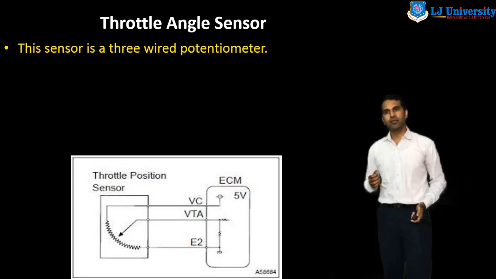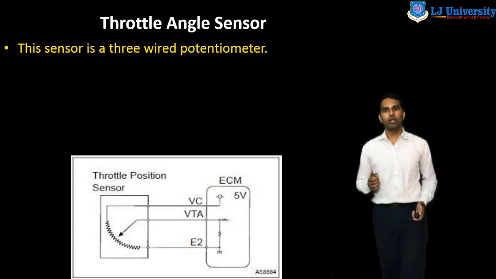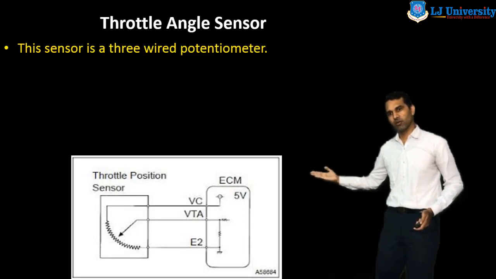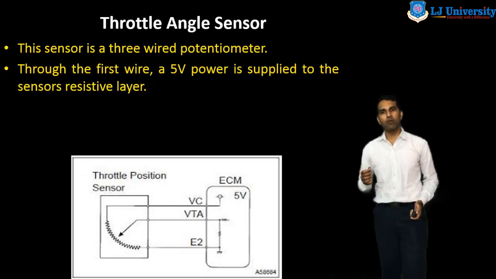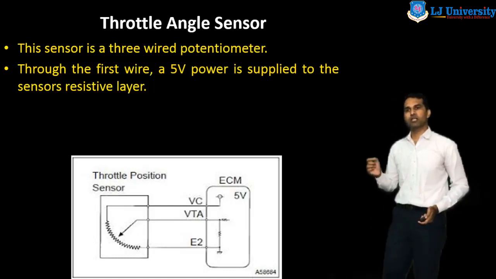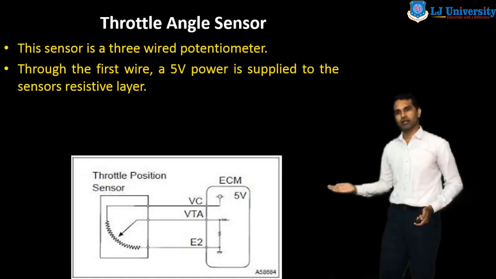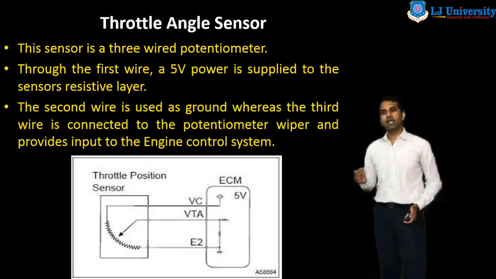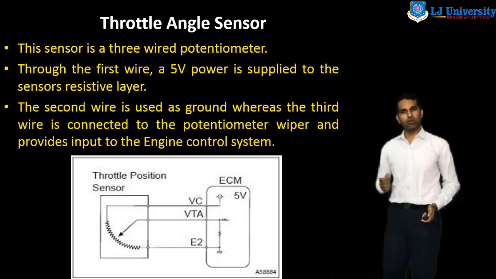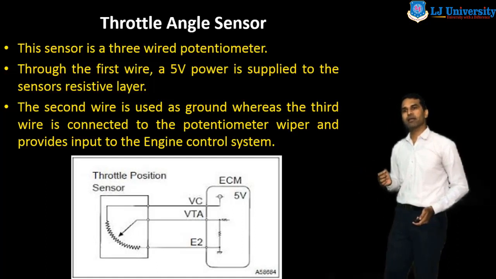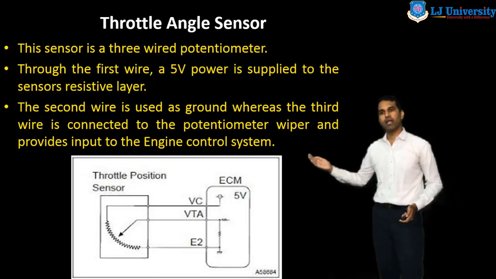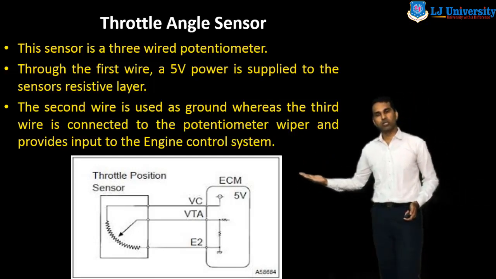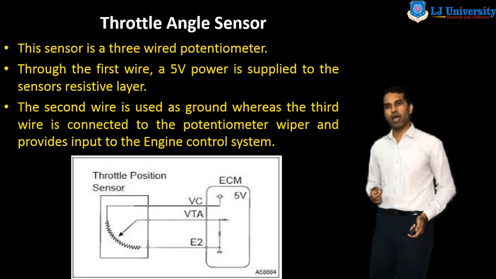This sensor is a 3-wire potentiometer. So here we can see through the first wire a 5-volt power is applied to the sensor resistive layer. We can see the second wire is used as a ground, whereas the third wire is connected to the potentiometer wiper and provides input to the engine control unit. So this is the arrangement for the throttle angle sensor.